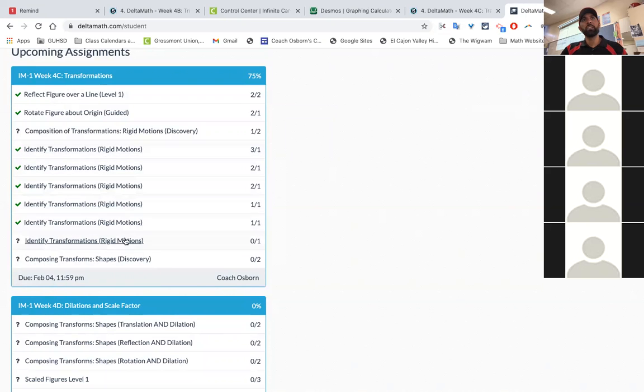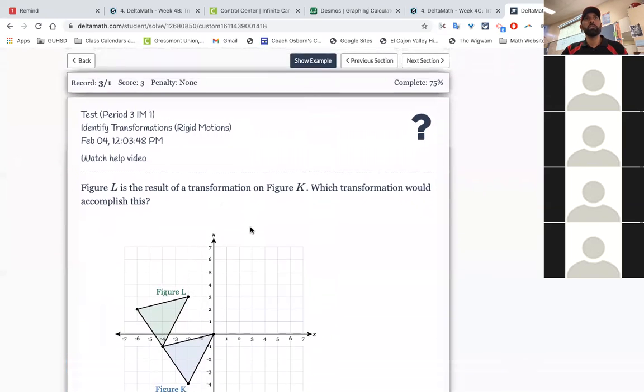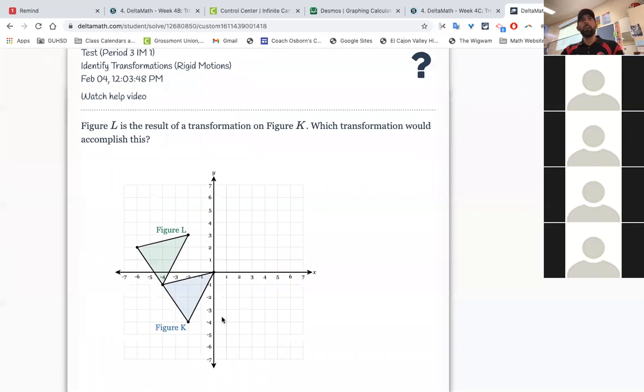So there are 6 different rigid motions that you're looking at, and you're basically trying to come up with which transformation it is. On this one, it says figure L is the result of a transformation on figure K. So your guys aren't confused, I know it says figure L first in the sentence, but you're not going from L to K. You're actually going from K to L. It's saying that L is the result of a transformation, so that's what happened after the transformation.